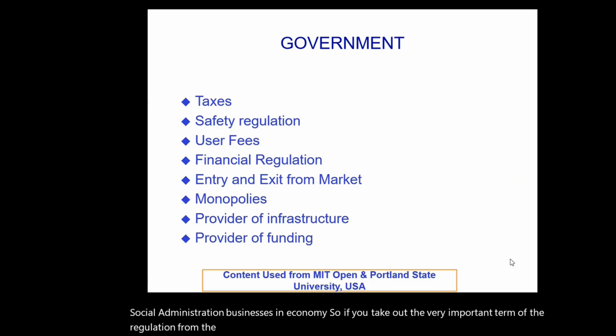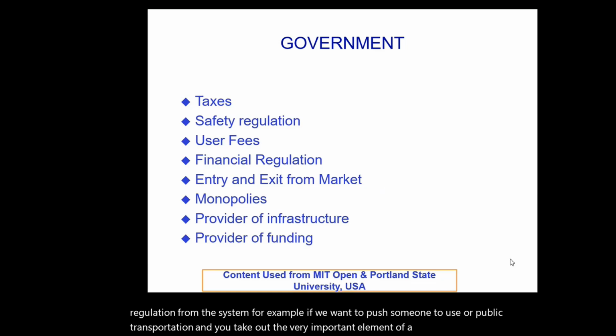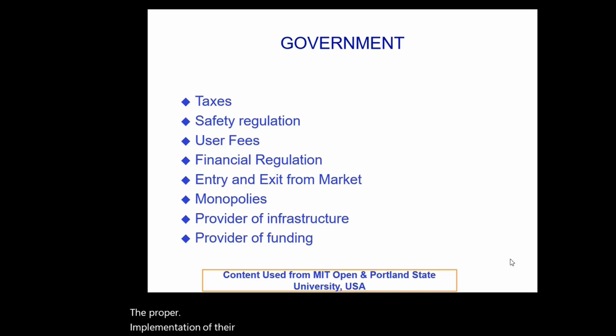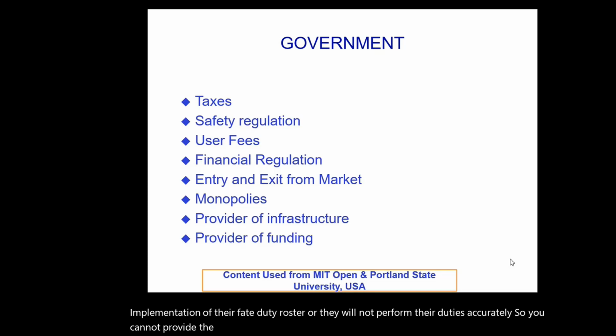For example, if we want to push someone to use public transportation, and you take out the very important element of reliability, so if your service is not reliable, and the people who are the entities of that system do not ensure the proper implementation of their duty roster or do not perform their duties accurately, you cannot provide reliability within the system. And this is only possible under regulation.